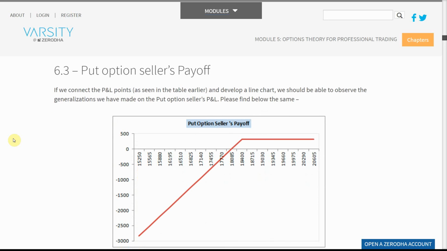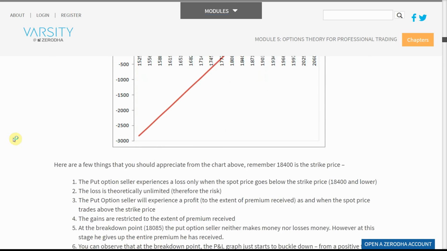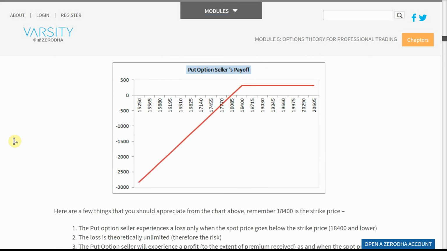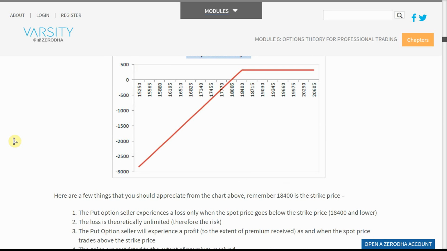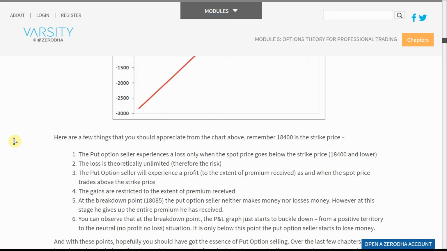6.3 Put option seller's payoff. If we connect the P&L points as seen in the table earlier and develop a line chart, we should be able to observe the generalizations we have made on the put option seller's P&L. Please find below the same. Here are a few things that you should appreciate from the chart above. Remember 18,400 is the strike price.